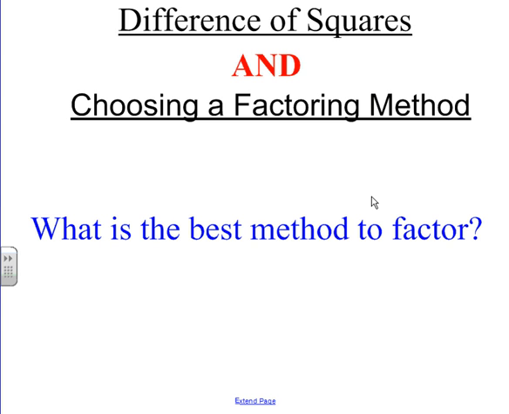Mr. Goings is out today, but we're still going to take our lecture notes and be able to move on. Today your lecture is about difference of squares and choosing a factoring method. So we're combining two things into one, which is basically the concepts of 8-5, I can factor difference of squares, and 8-6, I can choose an appropriate method for factoring a polynomial.